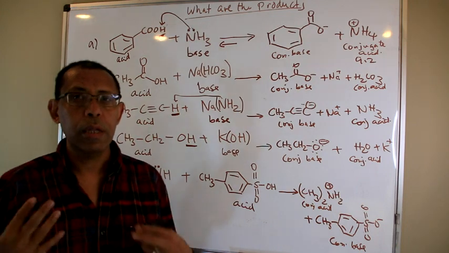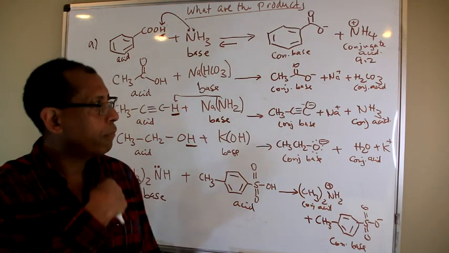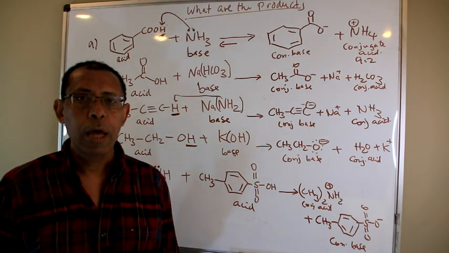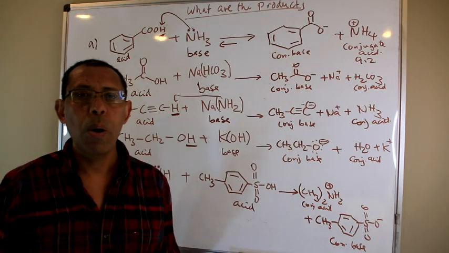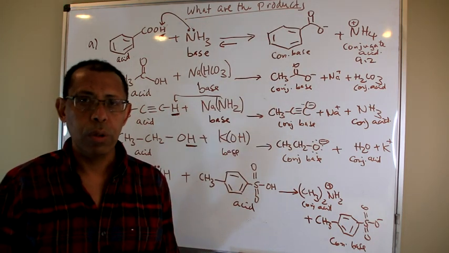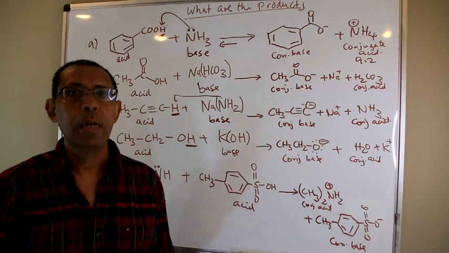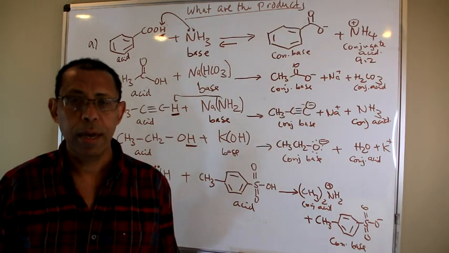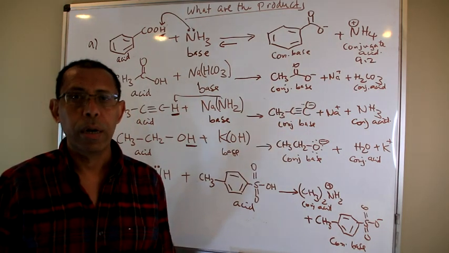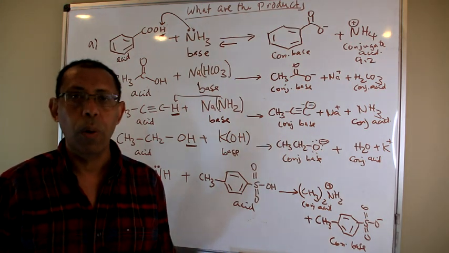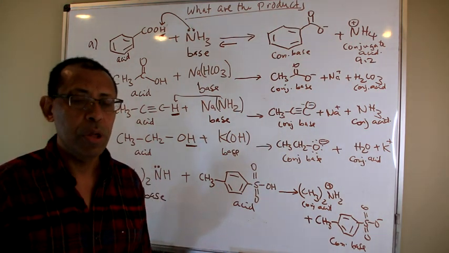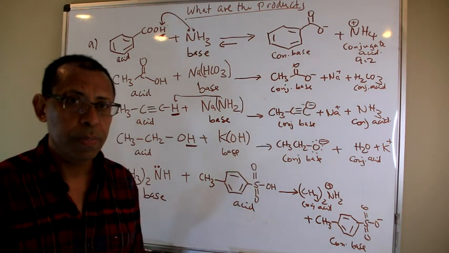Therefore, in determining whether the reaction goes forward or backward, you should also consider how the conjugate base or the conjugate acid that's being formed on the product side is stabilized by resonance, by inductive effect, or all of the factors that we mentioned in the lecture series.